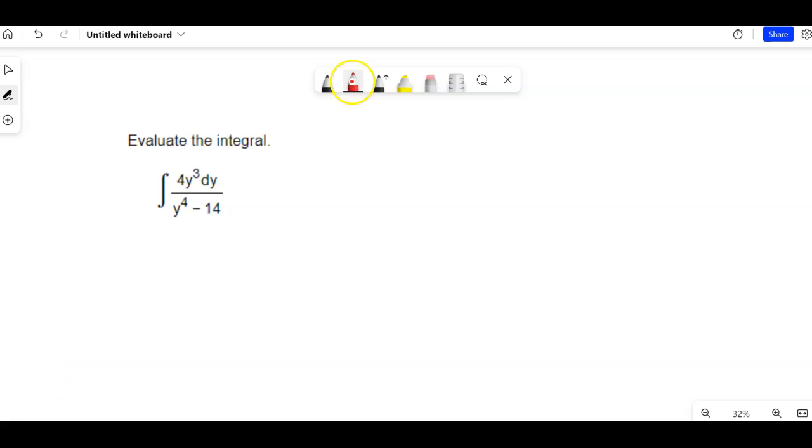Okay, when we're dealing with an integrand that looks like this, there's a couple ways to approach it. So the first way would be, notice that the numerator is the derivative of the denominator. So that's the way that you want to do it.